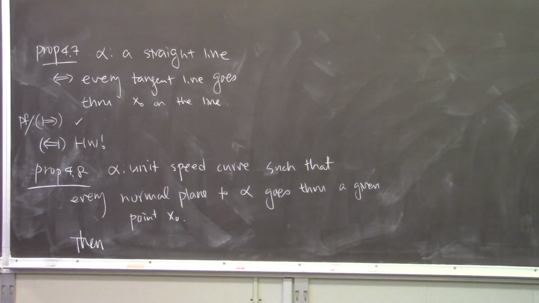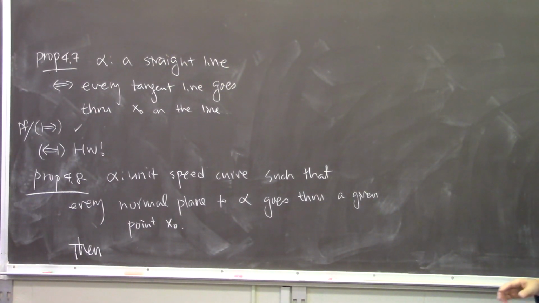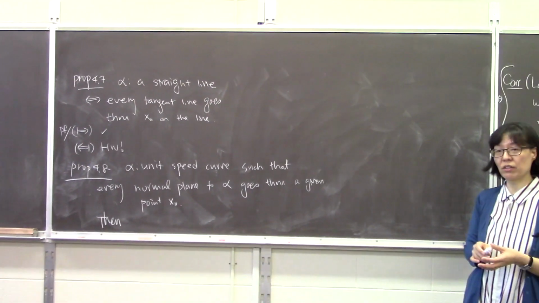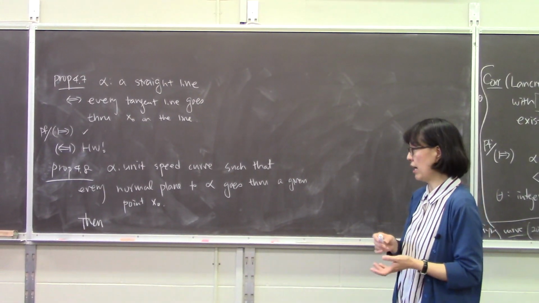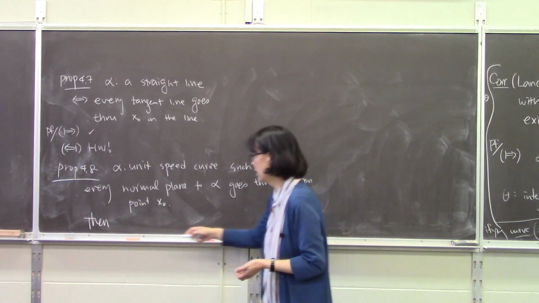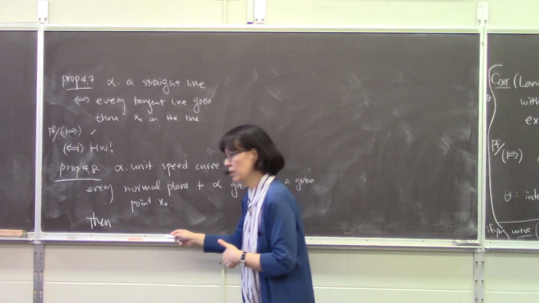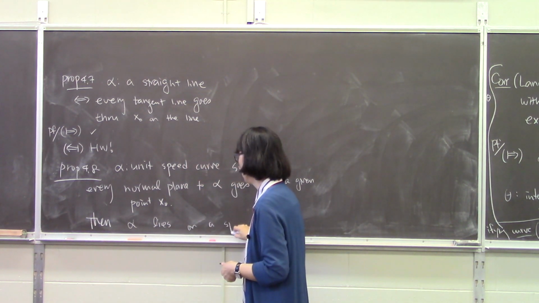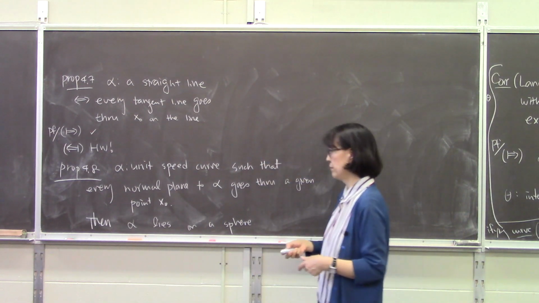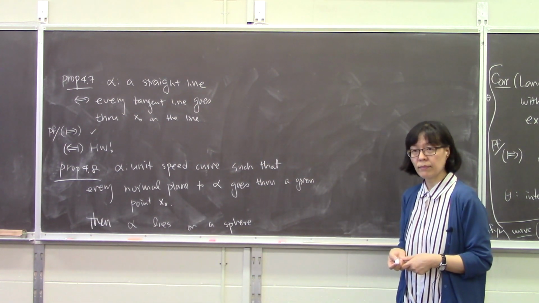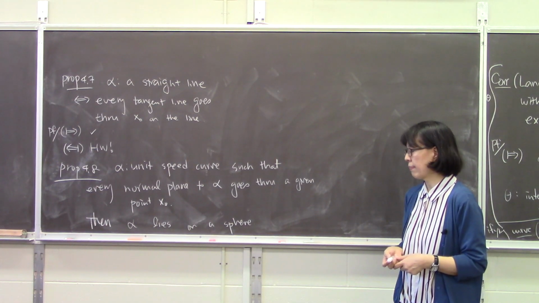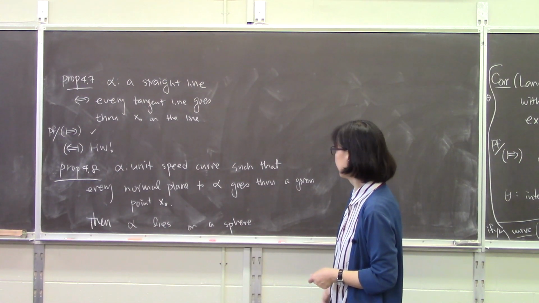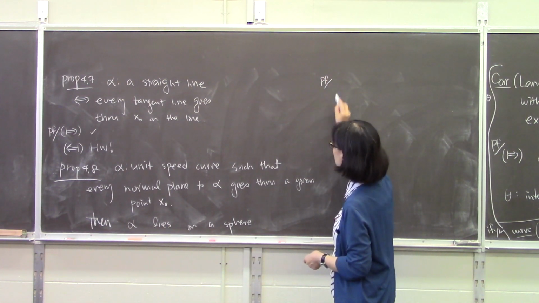Suppose alpha is a unit speed, regular curve, such that every normal plane to alpha goes through a given point x naught. Then we can say something about the curve. Then alpha lies on a sphere. So let's see why.